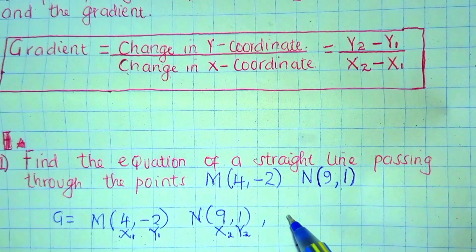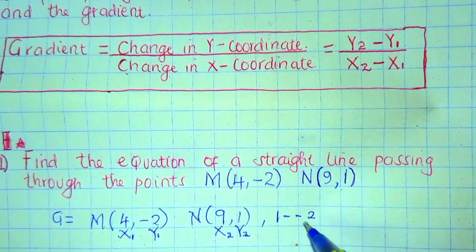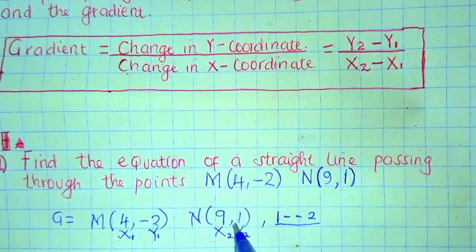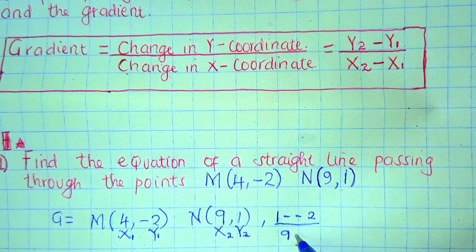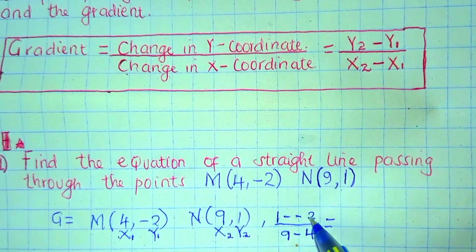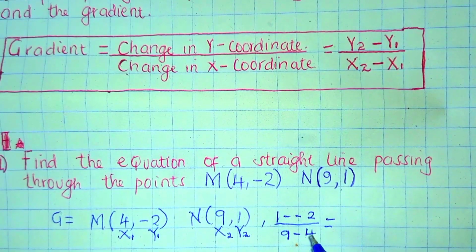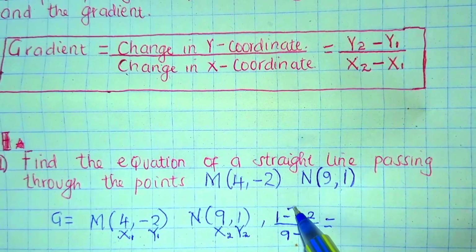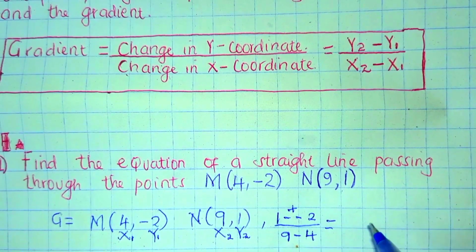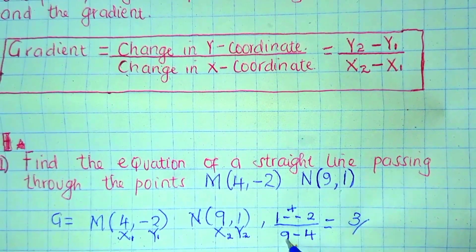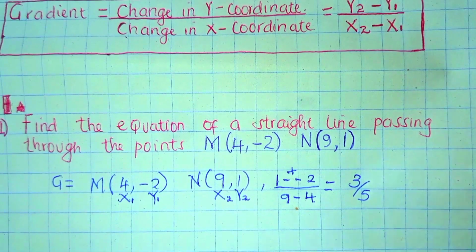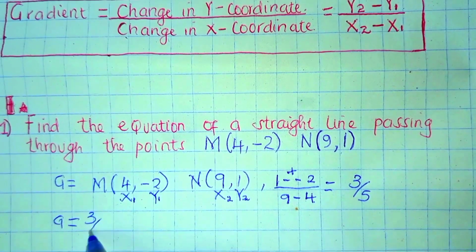Our y2 is 1 minus -2, divided by the change in x coordinate, x2 minus x1. x2 is 9 and x1 is 4, so this becomes 9 minus 4. In 1 minus -2, we have two negative signs following each other, so this becomes positive. So 1 plus 2 becomes 3, and 9 minus 4 becomes 5. Now we have our gradient, which is 3/5.